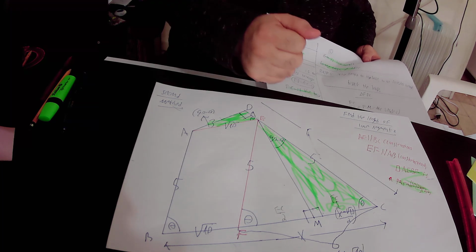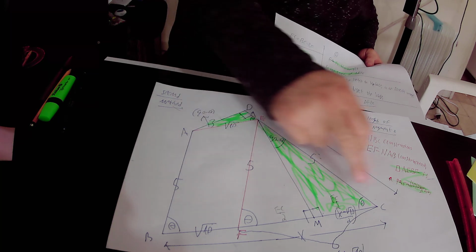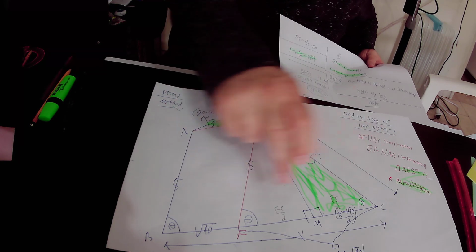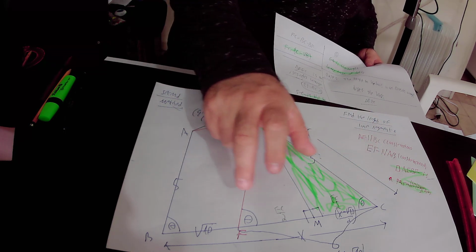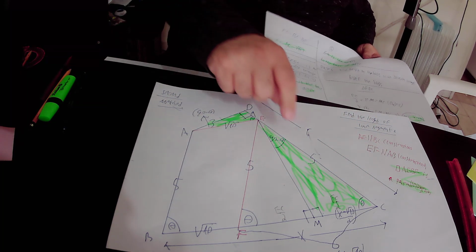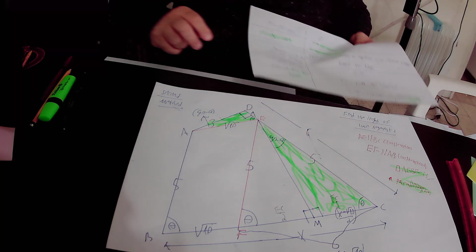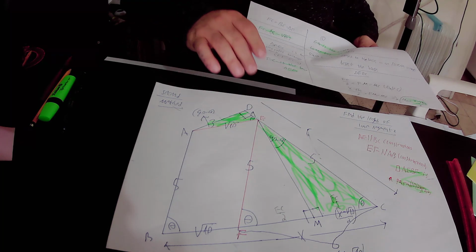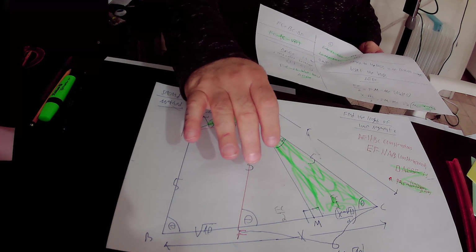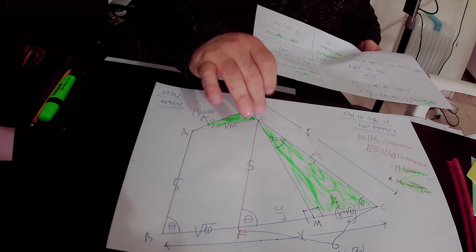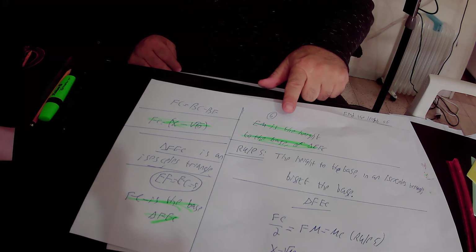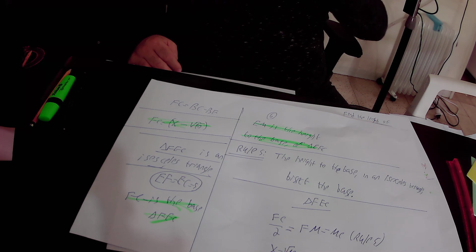So actually, line segment EM is the height to the base FC. In the isosceles triangle FEC, the base is FC, so EM is the height to the base FC. Why? Because it is perpendicular to the base FC, and this is exactly the definition of a height. So EM is the height to the base FC of the isosceles triangle EFC.